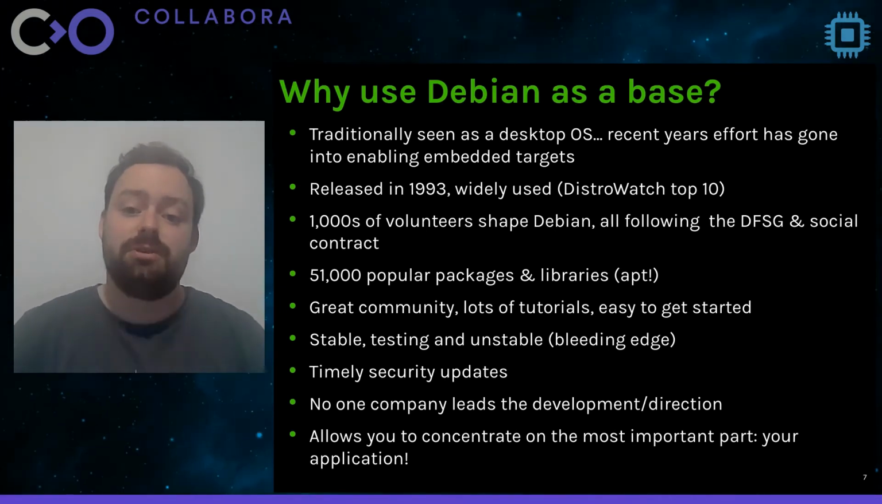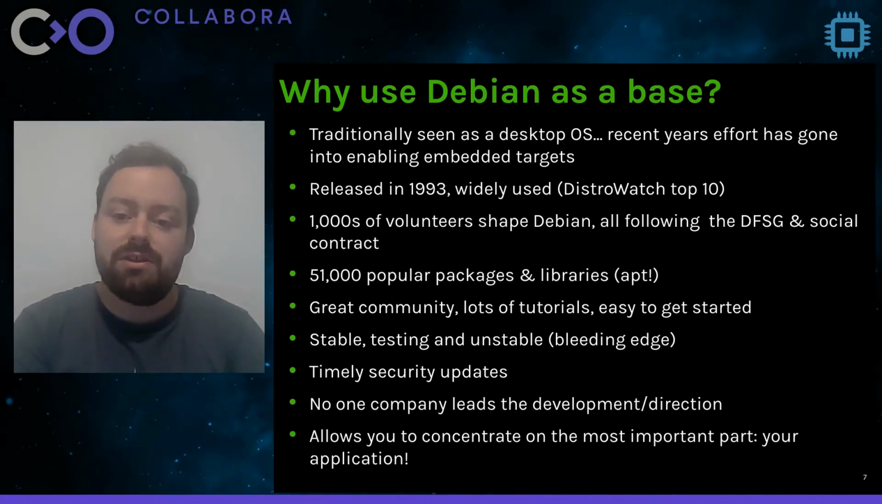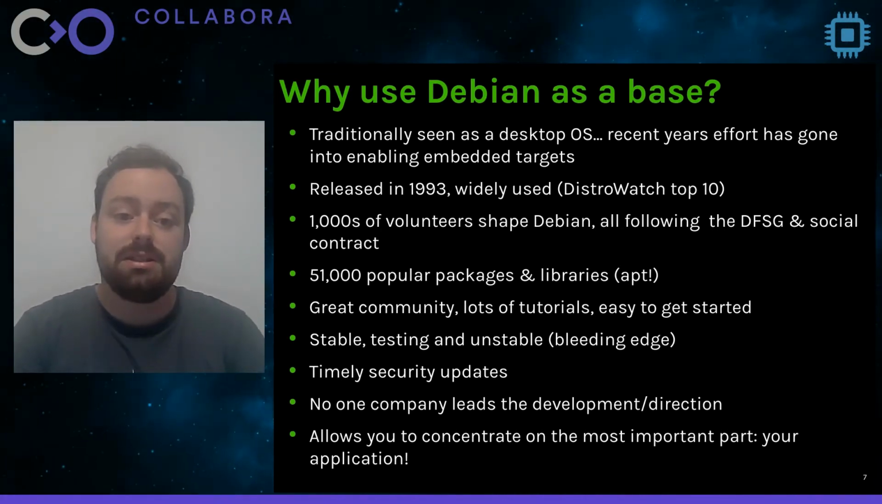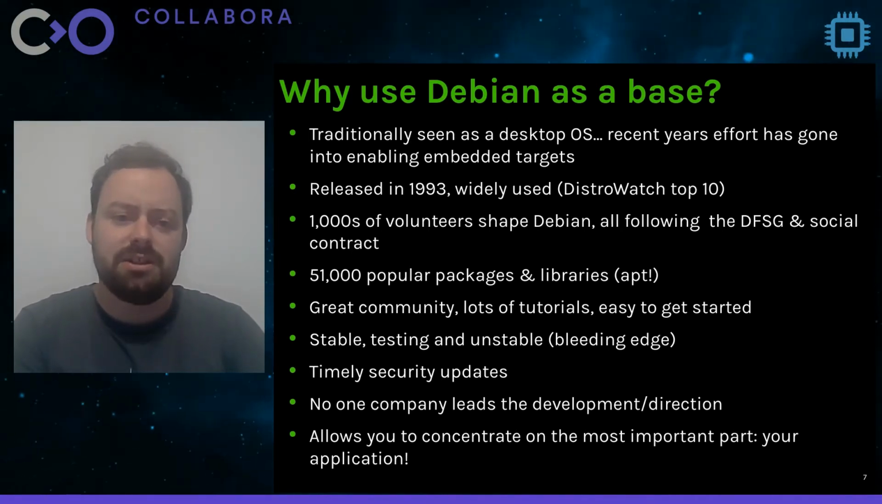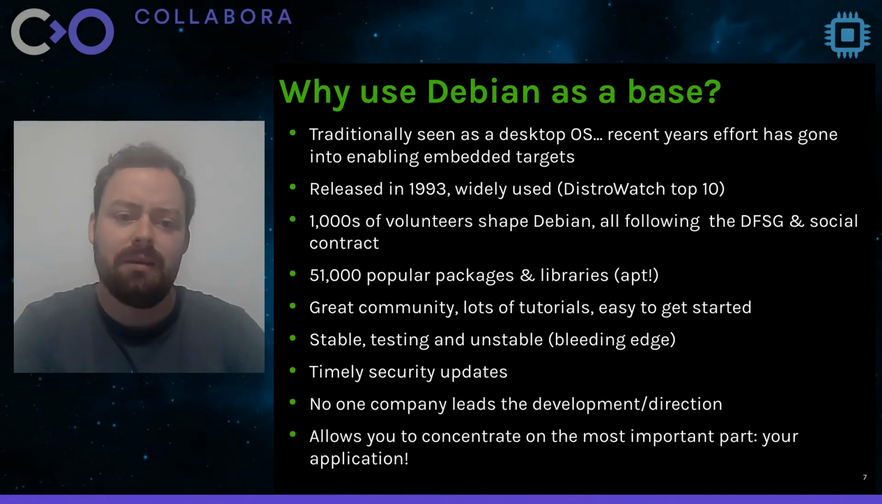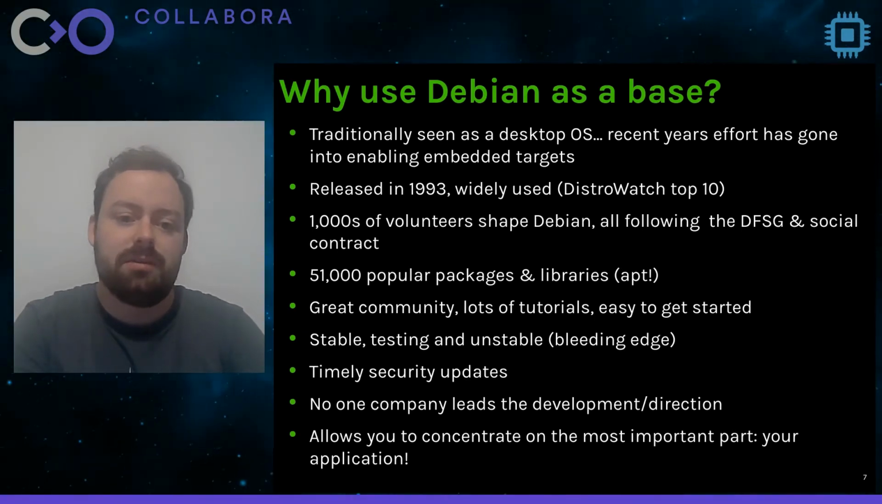Debian is traditionally seen as a desktop operating system, but in recent years a lot of effort has gone into enabling embedded targets, lots of different embedded targets. I think this mainly started with the Raspberry Pi. That really drove the embedded world into some of the Debian developers.